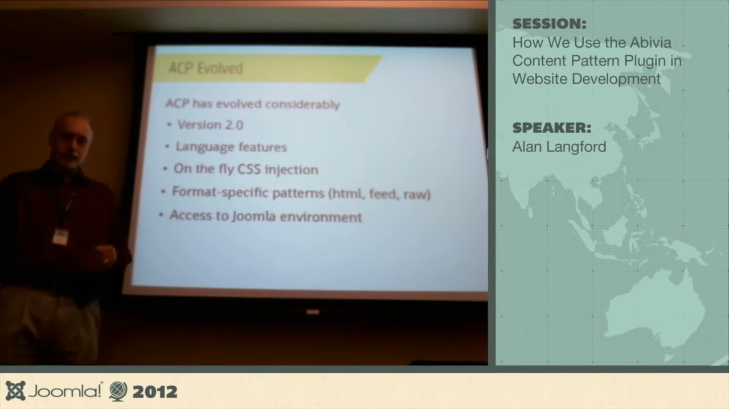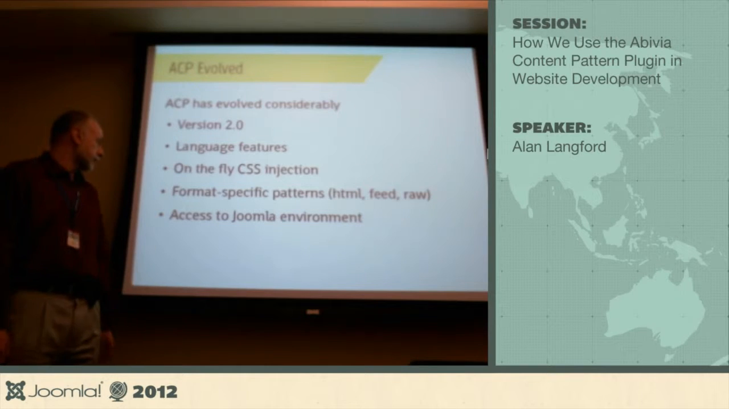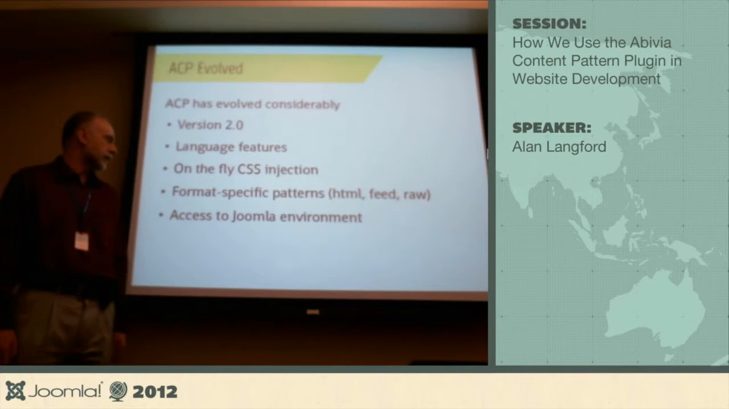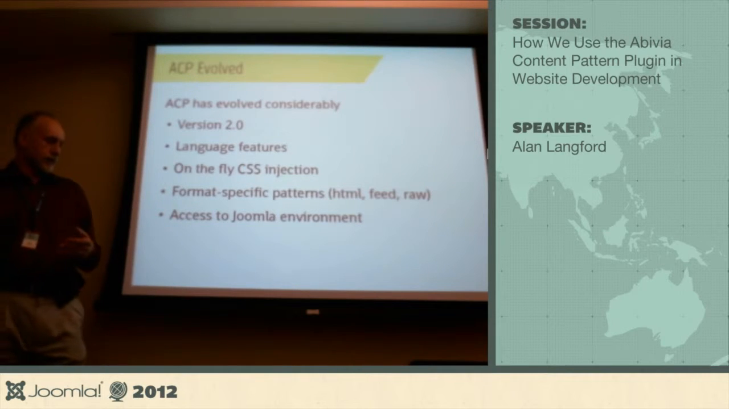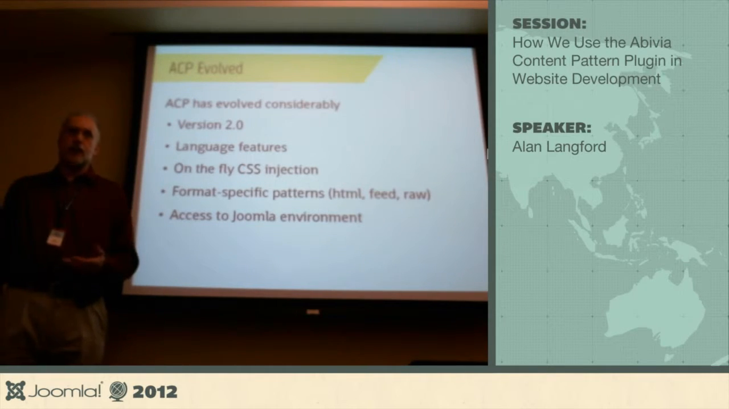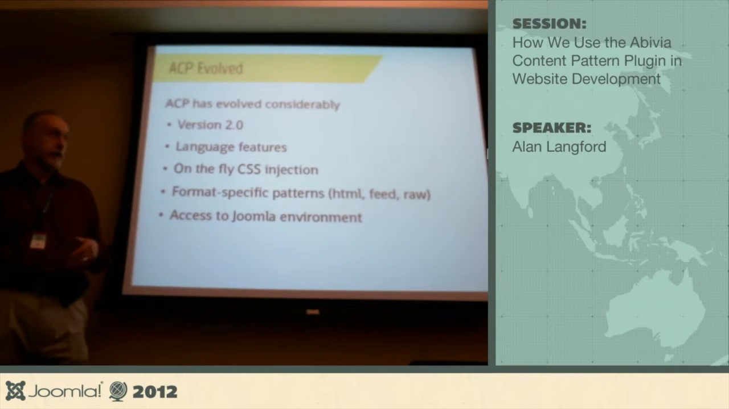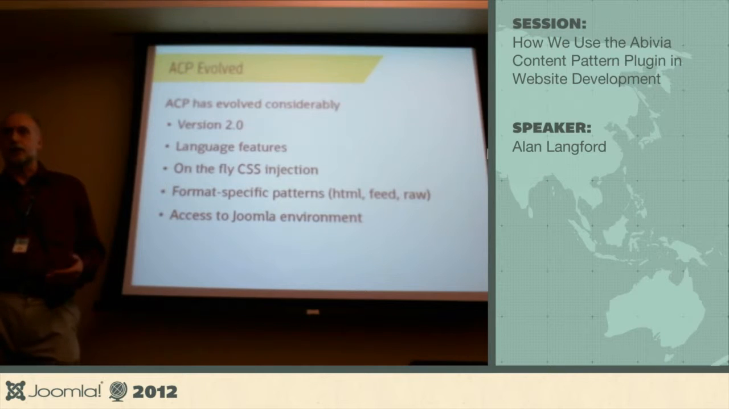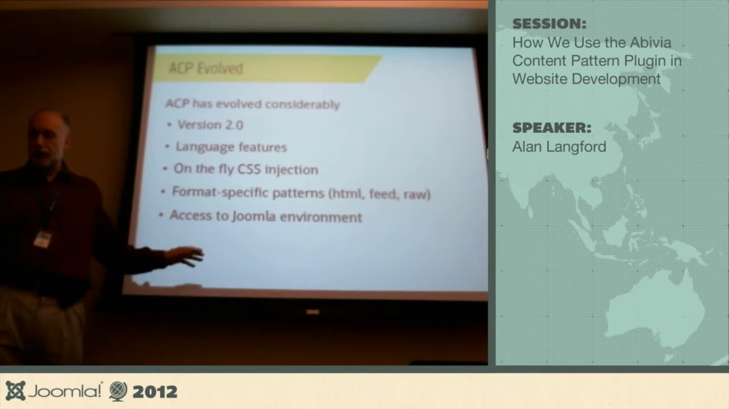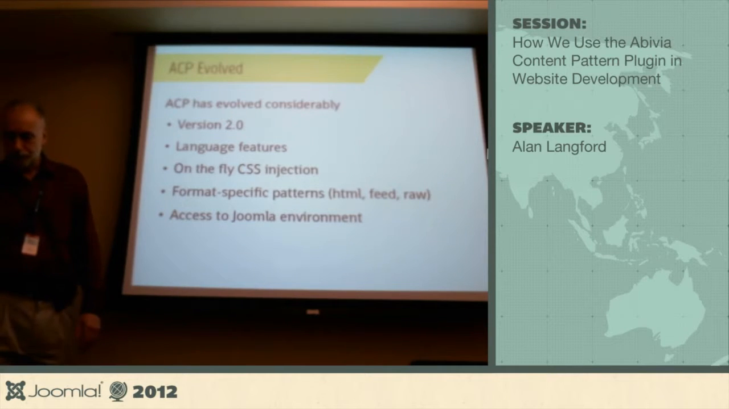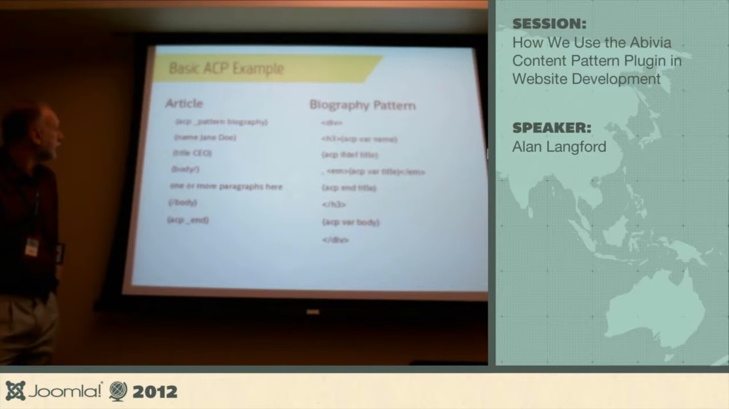We also added access to the Joomla environment. I had a client, and this was a piece of custom development originally, who wanted to be able to get at structural information inside the article. He wanted to be able to know what the section ID was for something, and he wanted to add a couple of fields to the content table for his specific application and then be able to reference them. So we added constructs to be able to do that. So, a basic example of what ACP looks like now.